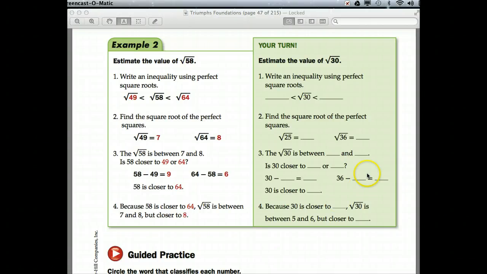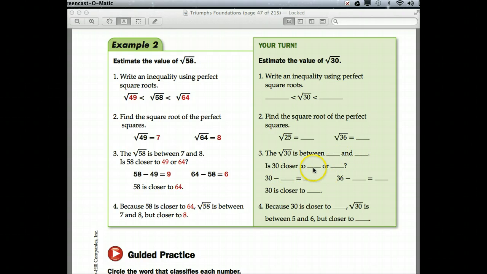Okay, so square root of 30. Which two perfect square roots does it fall between? Did you get square root of 25 and square root of 36? If you did, that is awesome. Good job, guys. We know that the square root of 25 is 5. The square root of 36 is 6. So square root of 30 is somewhere between 5 and 6.